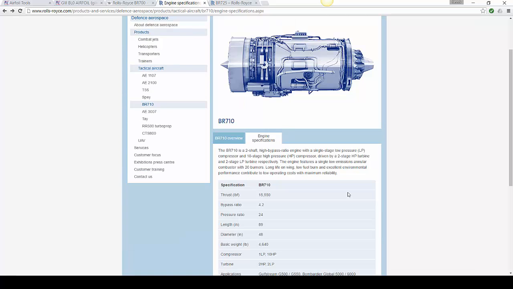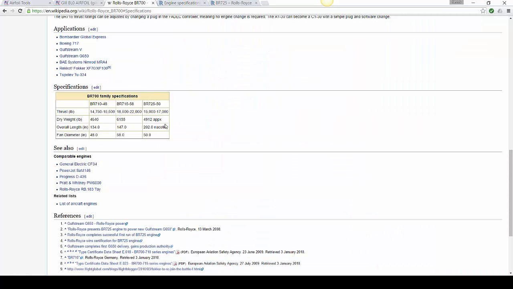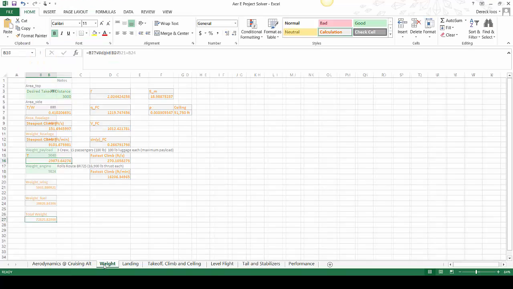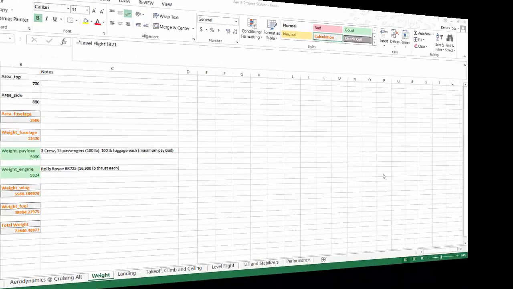And once I decided on my engine, now we can take the weight of these 2 engines, which I found here on this website, on Wikipedia, at about, let's call it 4,900 pounds apiece. And now you take both of those and you add them into your weight. And now that goes back into our total weight cell because it gets added in.